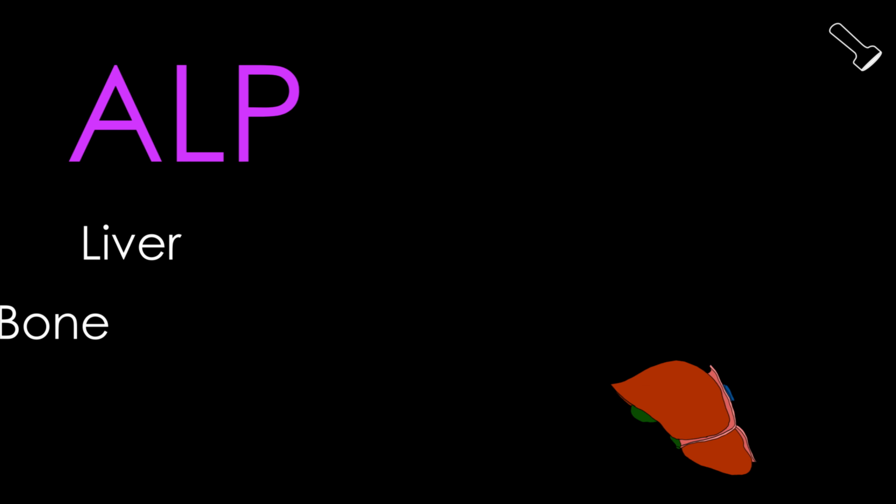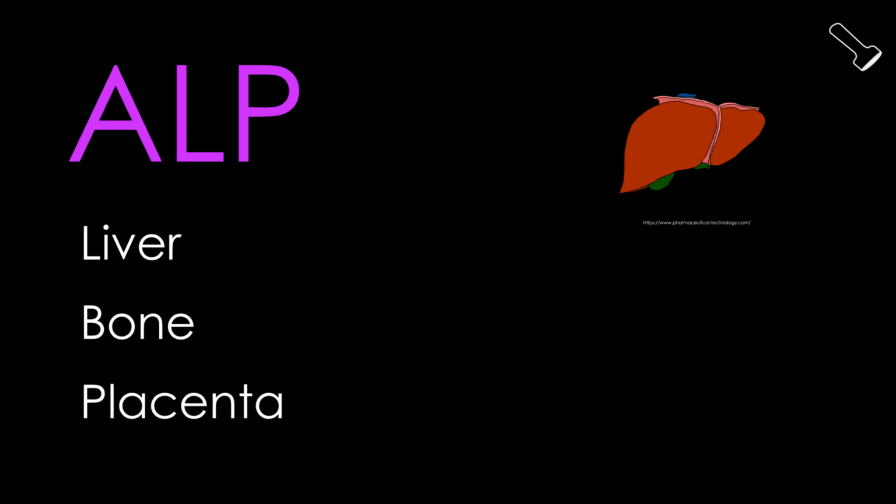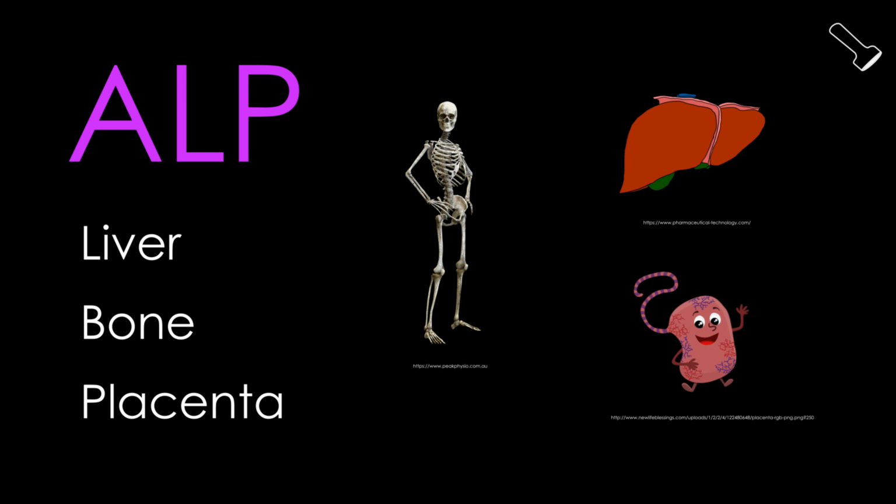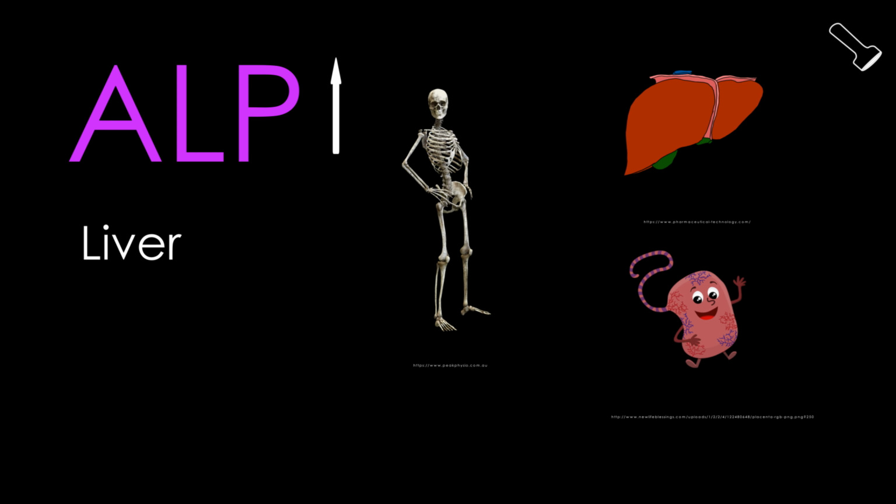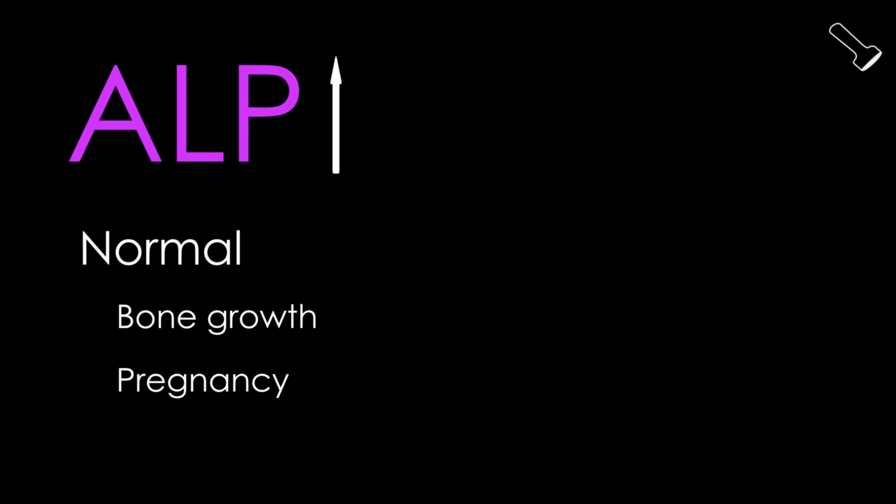ALP is an enzyme produced mainly by the liver, bone, and placenta. It's normally excreted in bile, so a significant increase in ALP is associated with obstructive jaundice. Higher levels of ALP are normal in children with growing bones and in pregnancy.